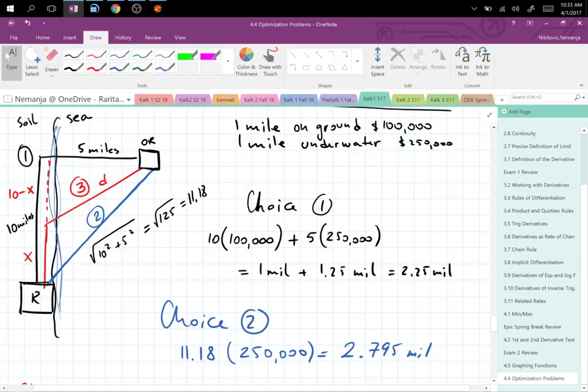So from the blue choice, which might be for some people the most obvious one because it's the shortest distance, you save over $600,000. So that's a huge saving, right? So that's one of the business application problems.